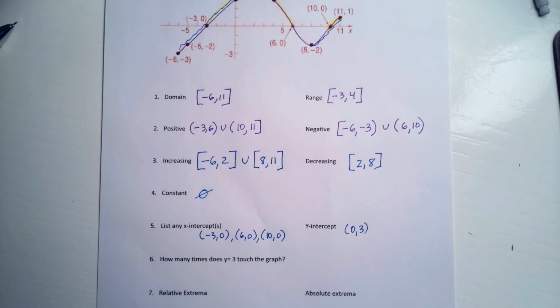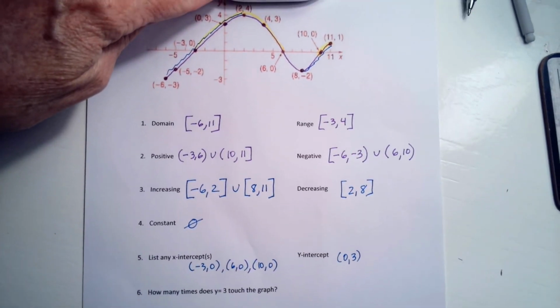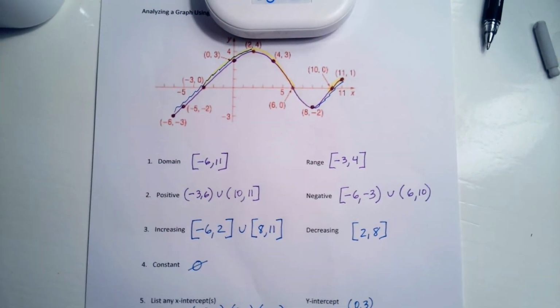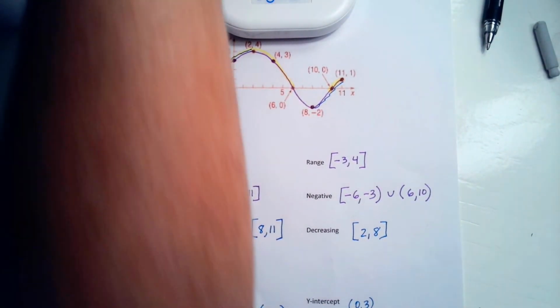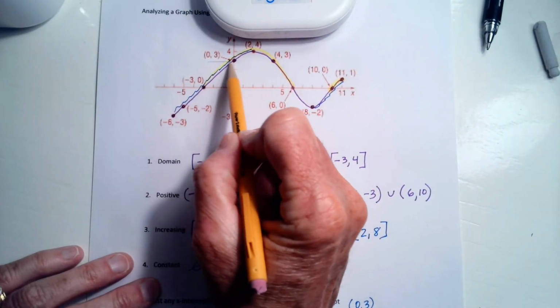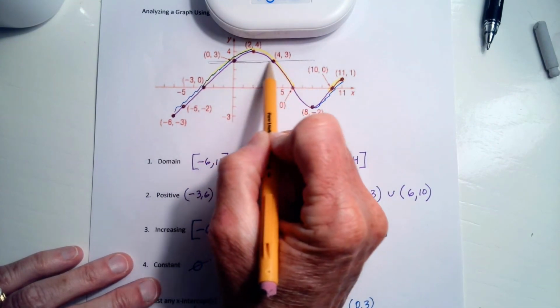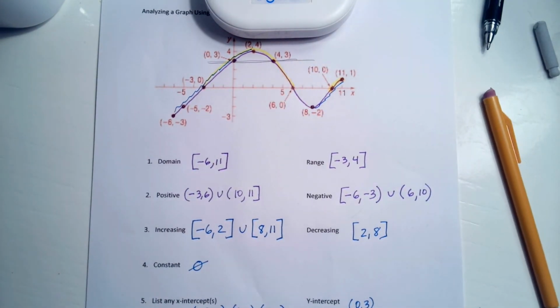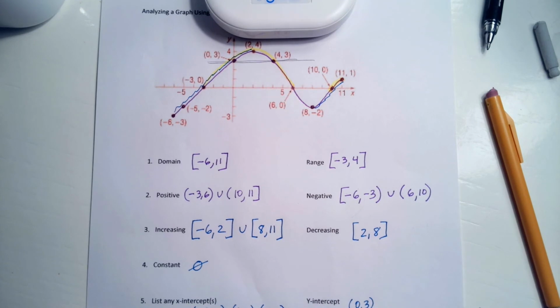The next question is, how many times does the line y equals 3 touch the graph? So y equals 3 is a horizontal line, and that horizontal line happens to go through these 2 points. So the answer is twice. You don't have to bother telling me where it is, but that's where.